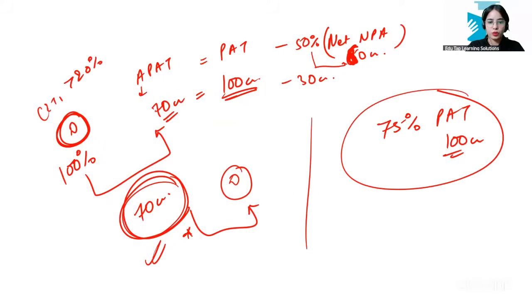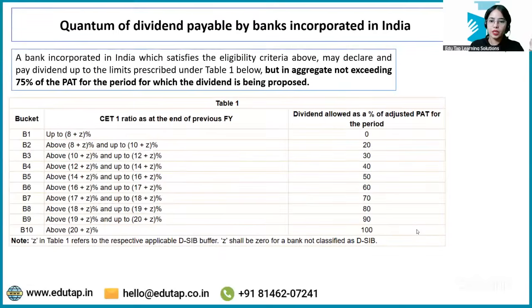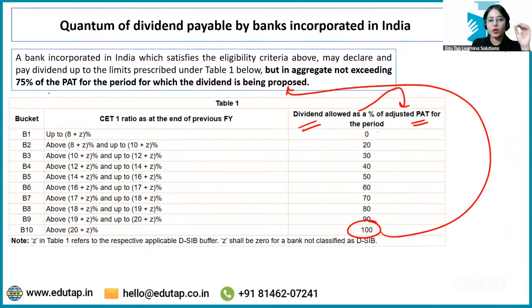Got it? Chalo. Any confusion? Because I will be closing this slide now. Any confusion, anyone? Basically, the lower of these has to be paid out as the dividend, either the adjusted profit after tax or the 75% of that. Okay. Chalo, no confusion. Very good. So dividend allowed as a percentage of adjusted profit after tax can be 100%, but there is the limit of 75% of profit after tax.